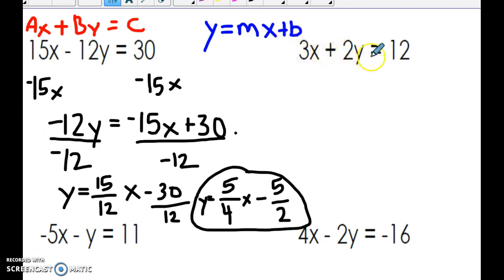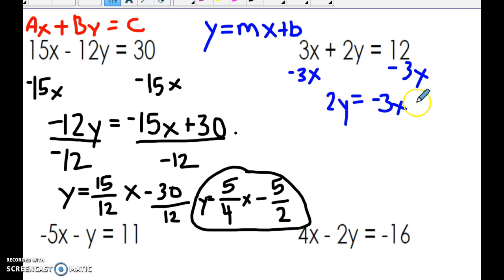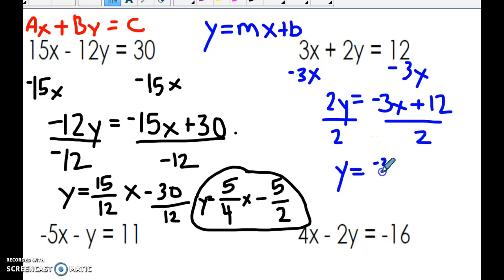So the next example, 3x plus 2y equals 12. I'm going to subtract 3x from both sides. That leaves me with 2y equals, and instead of doing 12 minus 3x, I'm going to put the negative 3x first because I know that I want it to be y equals mx plus b. The only thing left to do is to undo multiplying by 2, which means divide by 2 on both sides. So y equals negative 3 halves, 3 over 2, x, plus, and this time I can do mental math. 12 divided by 2 is 6. So there's your equation.